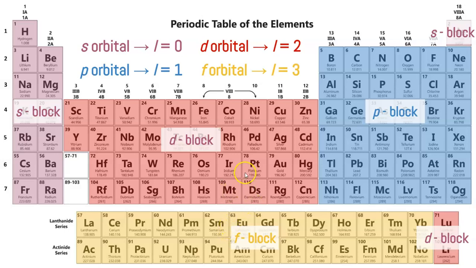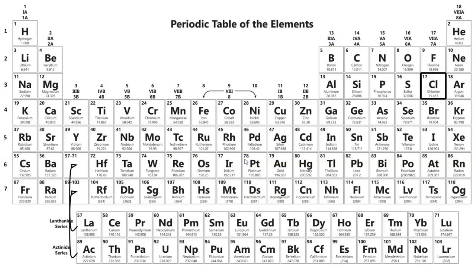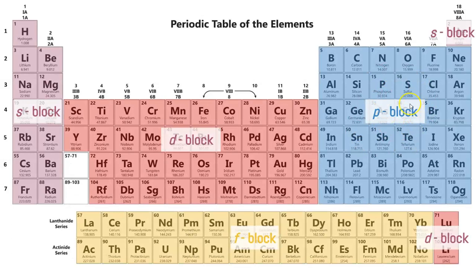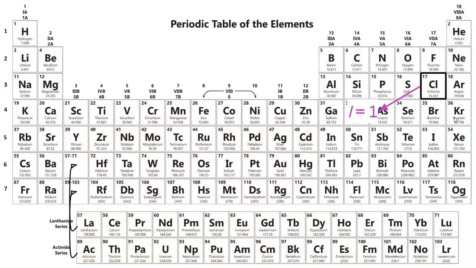So let's go ahead and do some practice problems. We're going to determine the angular momentum for the following elements. First element we have is chlorine. We have to figure out what block chlorine is in, and chlorine is actually in the P block. And as you just wrote previously, P block L is going to equal 1, therefore chlorine's L is going to equal 1.